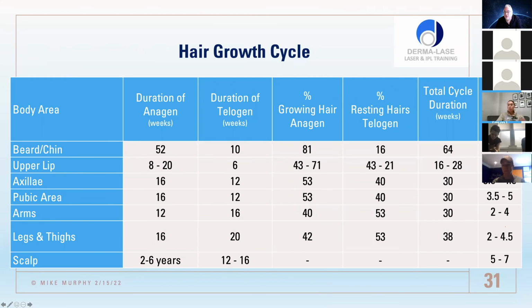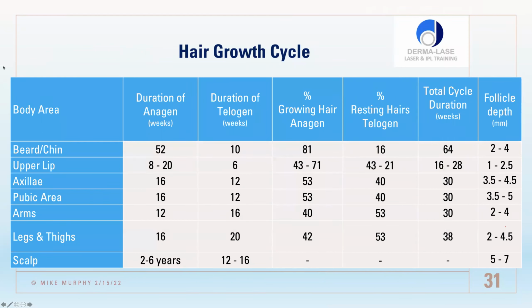This is some of the data that these guys generated. So you can see that you've got the chin, upper lip, axilla, that's your armpits, bikini area, legs, etc. So you can see the duration of anagen, telogen, and percentage. On your chin, 81% of your hairs are in anagen at any one time. Only 16 are in telogen. On the upper lip, anywhere between 43 to 71%, because it's quite a long. I don't know why there's so much variation between some of the hairs on the upper lips. But quite a lot of the hairs are in anagen at any one time, and a chunk of them in telogen.